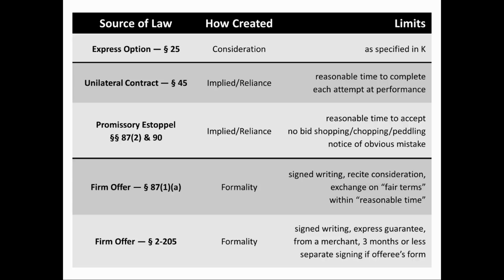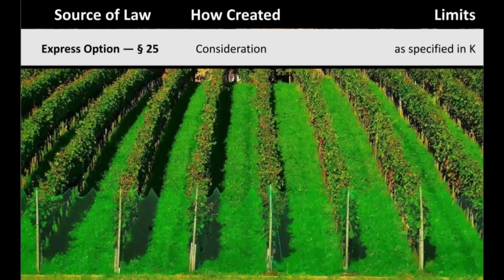For the moment, just note that each row describes one way that parties might be able to create an irrevocable offer. We should start with express option contracts because they are the simplest and because all the other doctrines create an option by other means. I describe in the textbook an example of Amy the vineyard owner considering expansion.